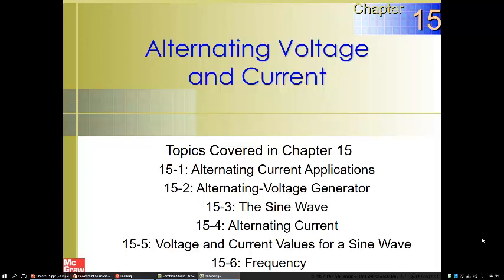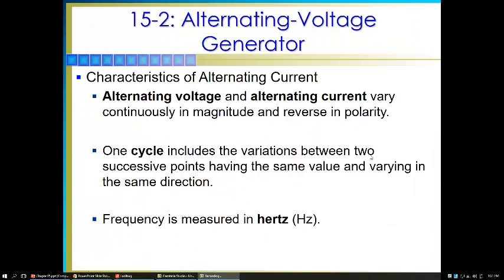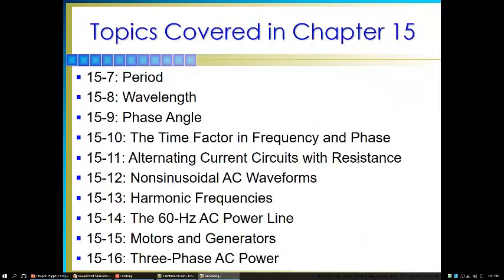In this second part of chapter 15, we will cover the topic of alternating current and voltages, but we're going to start with section 15.9, which is phase angles.